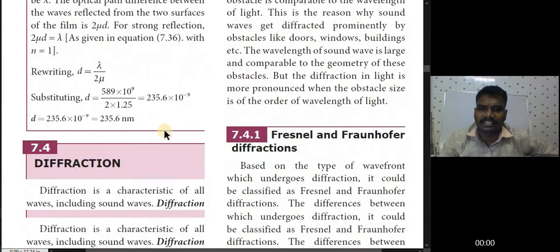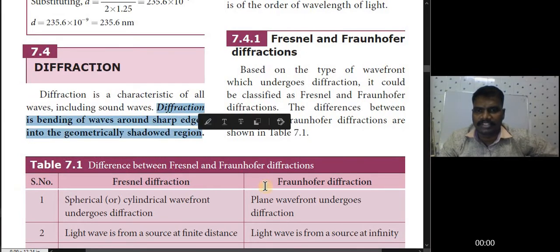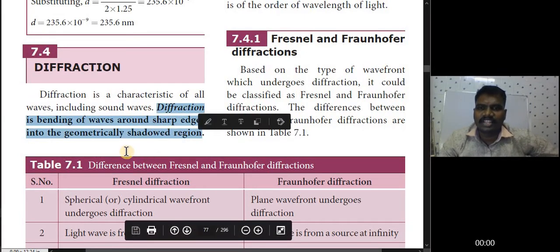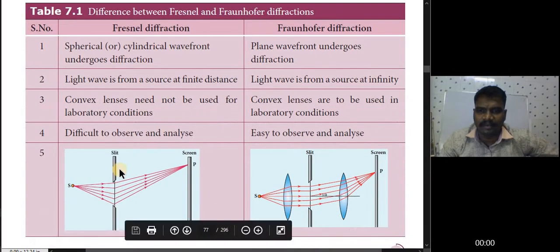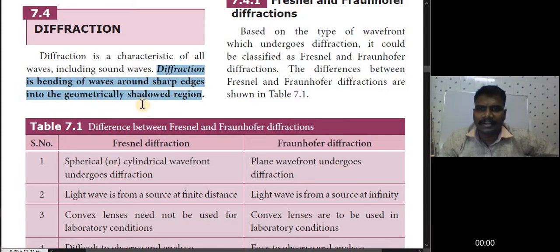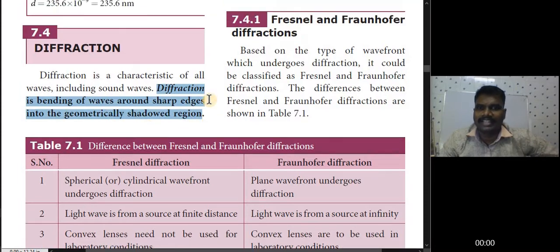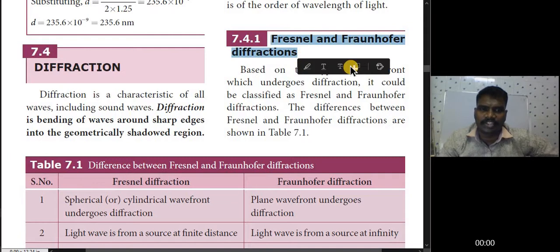The next topic is diffraction. What is meant by diffraction? This is the definition of diffraction. Diffraction is the bending of waves around sharp edges into the geometrical shadow region. Once again, repeat: diffraction is the bending of waves around sharp edges into the geometrically shadowed region.